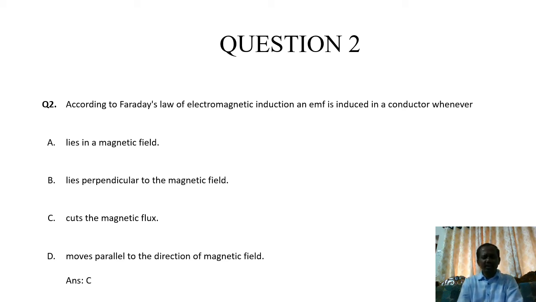According to Faraday's law of electromagnetic induction, an EMF is induced in a conductor whenever it lies in a magnetic field, lies perpendicular to the magnetic field, cuts the magnetic flux, or moves parallel to the direction of the magnetic field. Which one is correct? Answer C is correct. When the conductor rotates and cuts the magnetic flux, an EMF is induced in the conductor. Choice C is the correct answer.